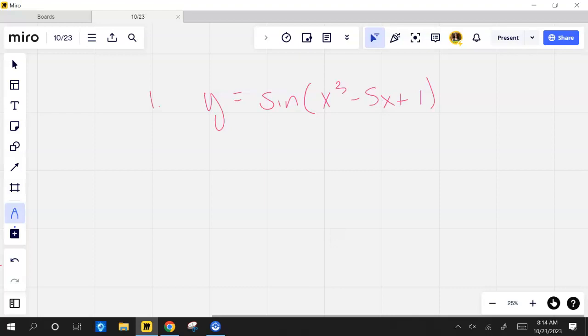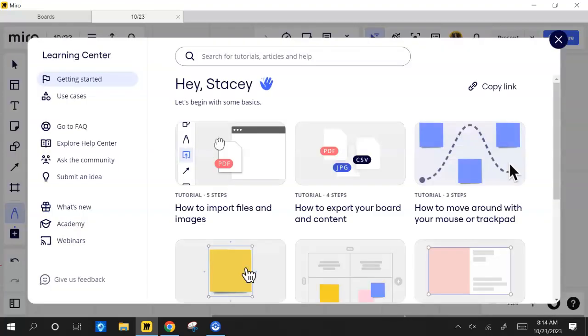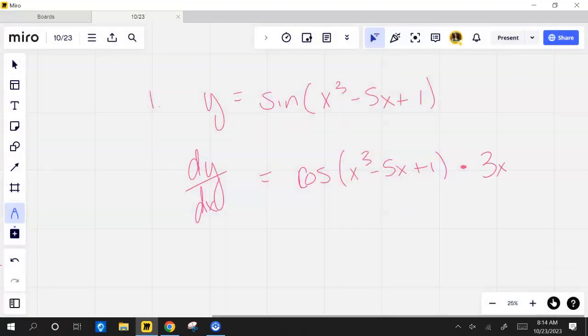So the derivative of sine is cosine, and I leave everything the same. But then I come in and I multiply by, not this, but really it can go in front, 3x squared minus 5, and that needs to be in parentheses. And that is D. That was just straightforward chain.